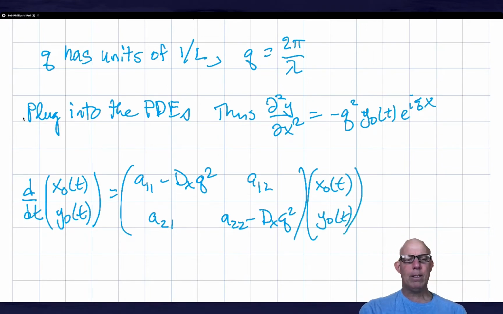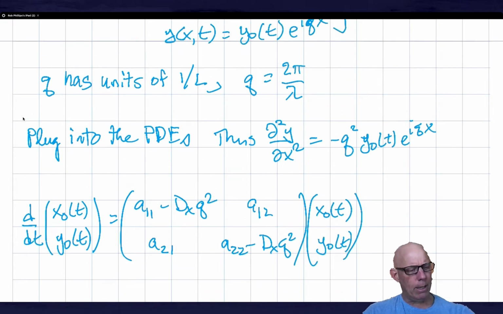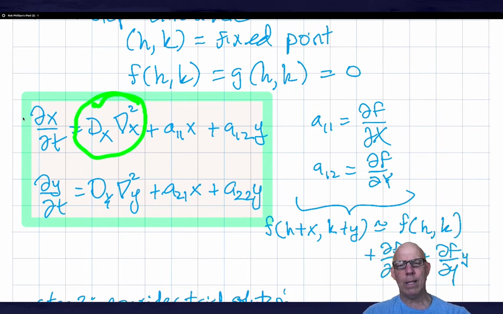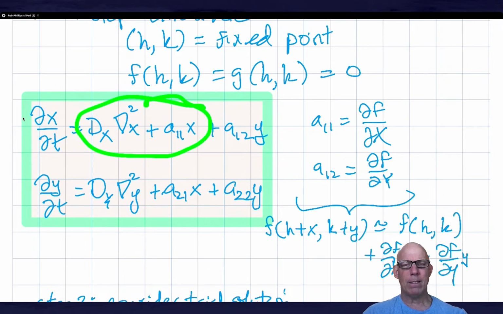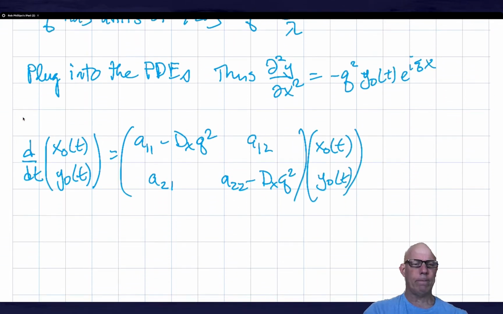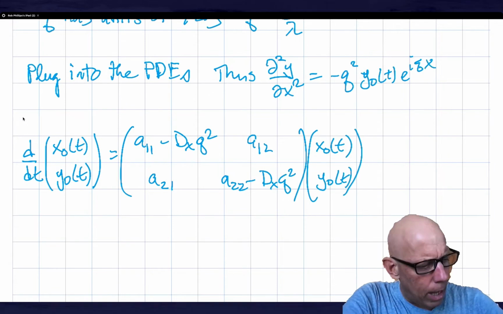Okay, so I'm claiming that this is equivalent to our original PDE now. In other words, because we made this trial solution, if you look back up here, I took my second derivative, and that turned this guy into a minus q squared dx times x. I already have an a11 x, so together, these two are going to make the a11 minus dx q squared times x0, and then this is going to just be sitting there the way that I did it. So that's the matrix.